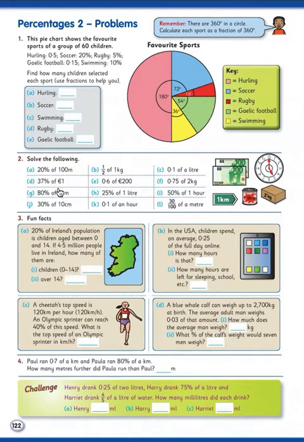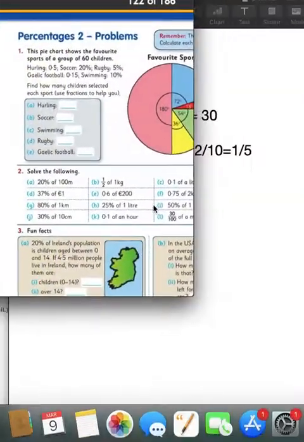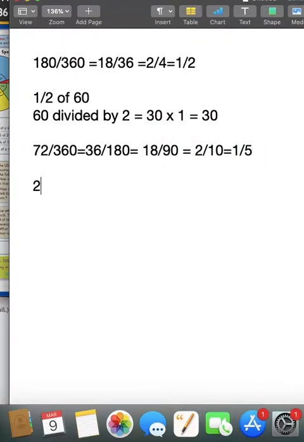Then here you have to solve the following: 20% of 100. Again, clue, use fractions. So you're changing 20% to a fraction, and 20% is equal to 20 over 100, because it's percent of 100. Because they both have a 0 at the end, I can get rid of the 0, and that leaves me with 2 over 10.